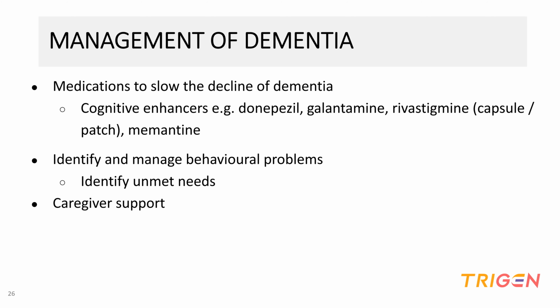As mentioned earlier, some demented individuals may experience behavioral changes such as increased agitation or aggression. So, it is important to identify and manage behavioral problems and meet their needs. Oftentimes, those caring for persons with dementia are at risk of getting caregiver burnout. Thus, it is necessary to provide caregiver support whenever necessary.